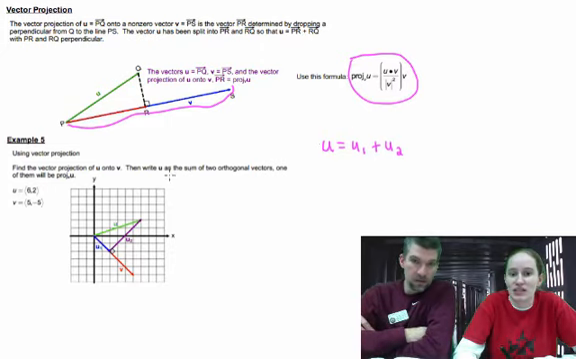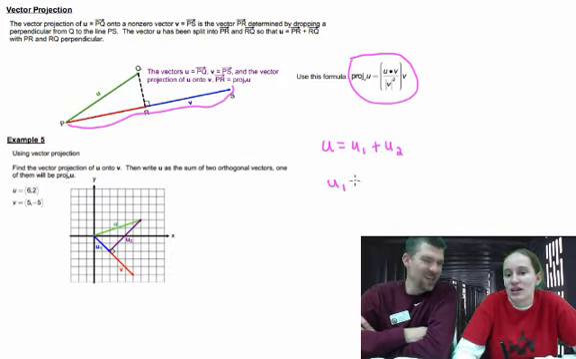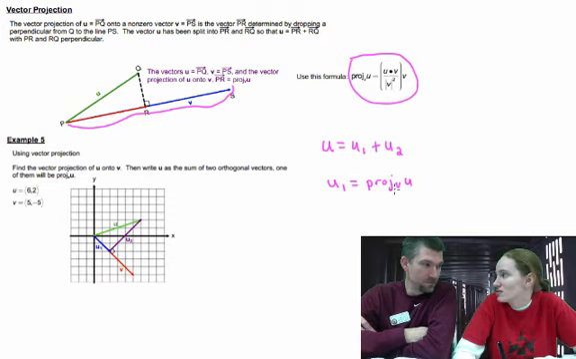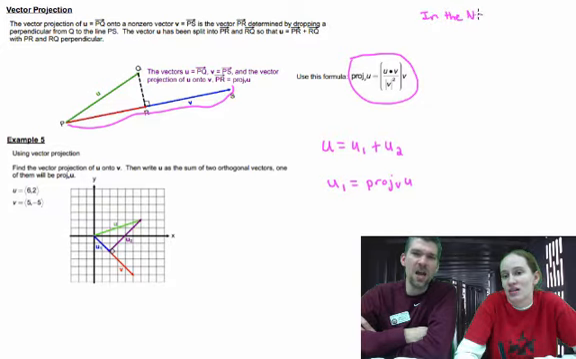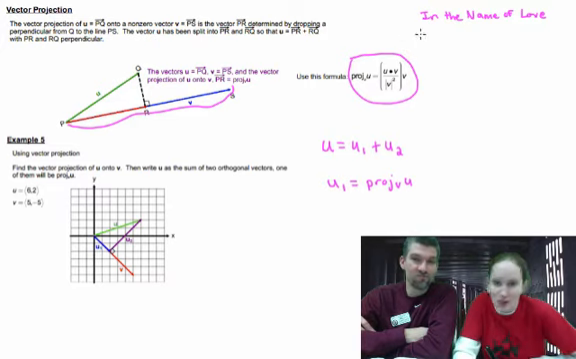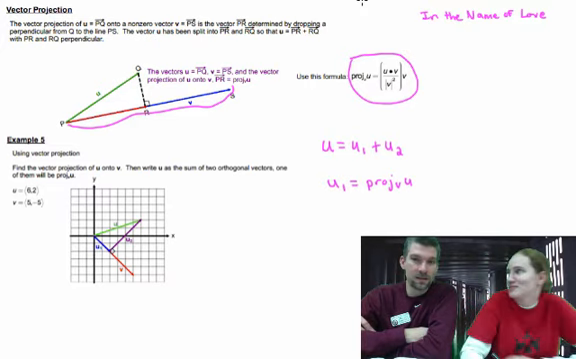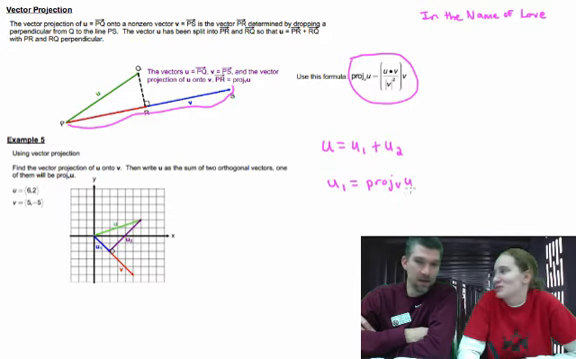Okay, so what we're saying is U is going to be the sum of two vectors. We're going to call them U1 and U2, where U1 is the projection of U onto V. That could be the code word. What's the code word? In the name of love. Yeah, in the name of love. You've got to sing it. You want the full credit, you've got to sing it. I mean, yeah, you do. Right. Okay. Singing. U1 equals projection of U onto V.